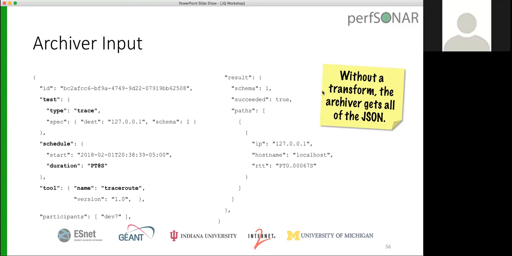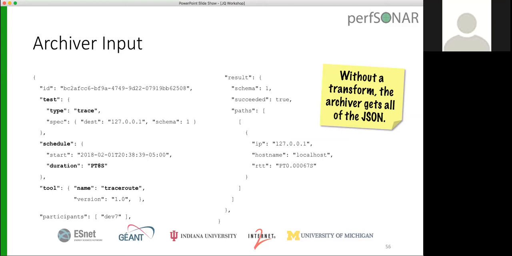But in this case, there are three things in here that I've highlighted in bold type that we are interested in. The first is the type of the test. So you traverse your way down into the test pair, and that has a type in it. It's a string called trace. We're interested in the duration, which comes out of the schedule, and we're interested in the name of the tool that ran it. So that's under tool, that would be .tool.name.